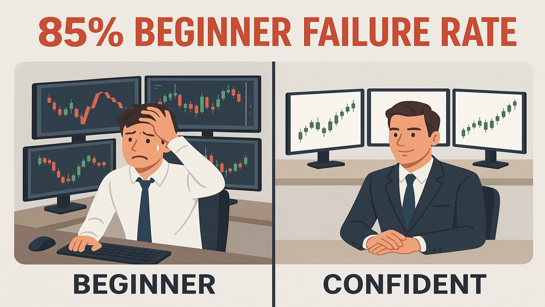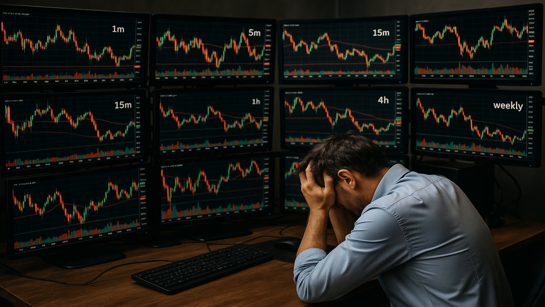Picture this, you're looking at a 5-minute chart, and you see a perfect bullish setup. You're about to buy, but then you check the 1-hour chart, and it's screaming sell. Confused, you jump to the daily chart, which shows neutral. So you check the 15-minute chart for a tiebreaker, and now you're completely paralyzed. Sound familiar? This random hopping between time frames is destroying your trading account, and here's why.